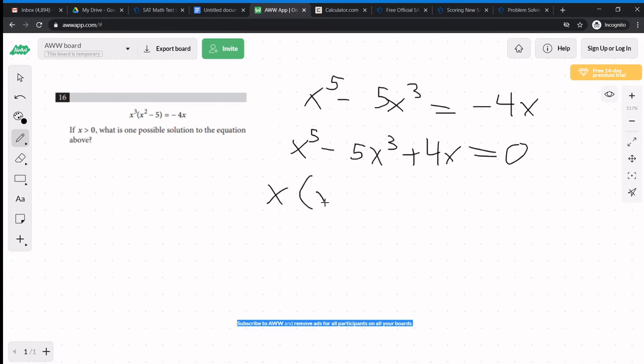We always want to factor a common term if possible, whether that's x or a constant. If you can get it out, if it's common in every single term, then just get it out. It makes it easier, no matter what.